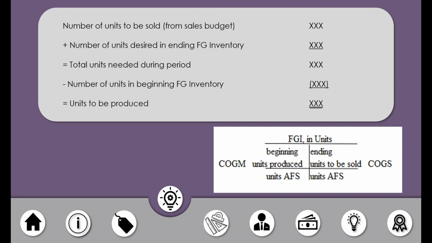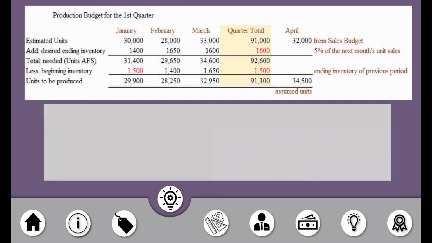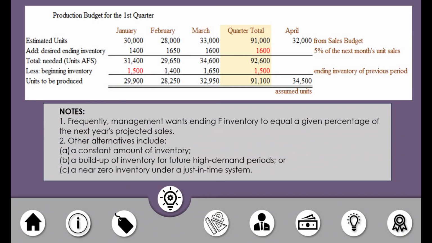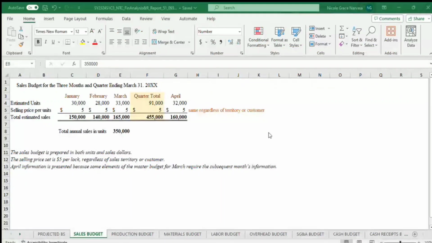So to compute production budget, you need to add sales units and ending inventory to get the total required units, and then subtract the opening inventory from the required units to get the amount for production budget, production level or target. So here is the example of production budget for the first quarter.